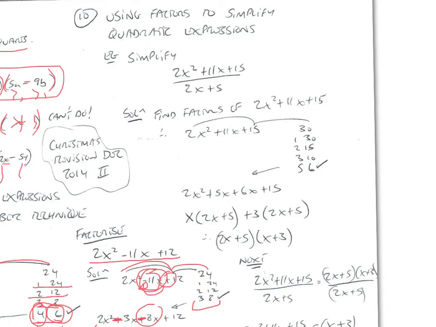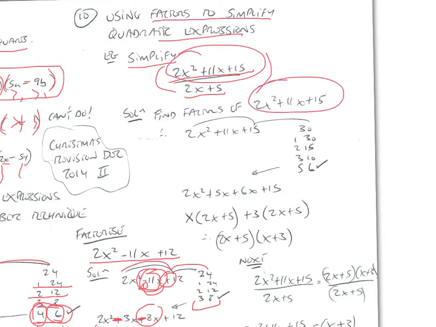So sometimes we're asked to use factors to simplify quadratic expressions. So we have a quadratic expression here, and we have another algebraic expression there, one over the other. So to simplify this whole expression here, we'll first find the factors of 2x squared plus 11x plus 15.